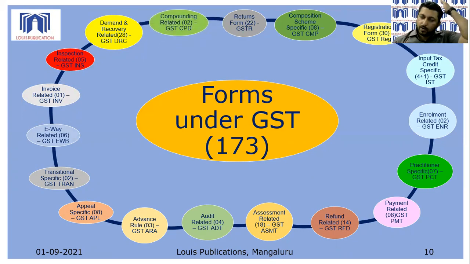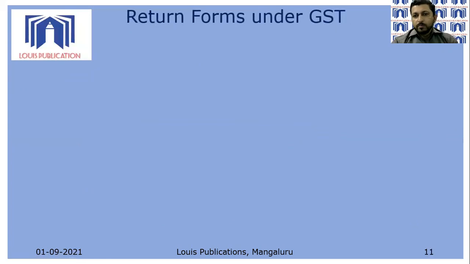When the supplier or recipient has committed an offense, a mistake, at that time their liability will be compounded. And there are 2 forms under the category GST CPD. So when you add up all these numbers, you get 173 forms under GST, which is slightly difficult to explain in one go. So what we are going to do is cover only 3 headings: the returns forms, the important ones, the composition scheme forms, all 8, and a few forms under registration. So let's look at the return forms under GST.